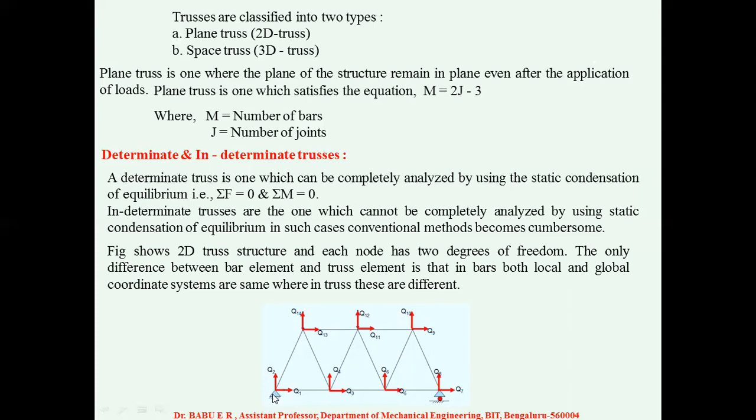Every truss element consists of nodes. Each node will have 2 degrees of freedom, that is, an x displacement as well as a y displacement. The only difference between the bar element and the truss element is that in bars, the local and global coordinates are the same, whereas in trusses, they are different. That is the main difference between the bar element and the truss element.